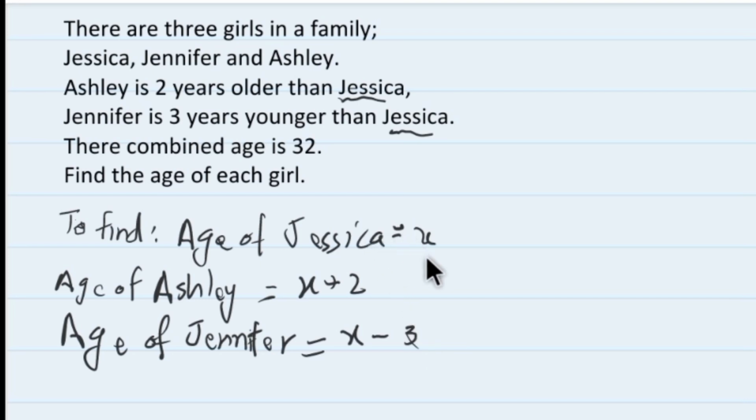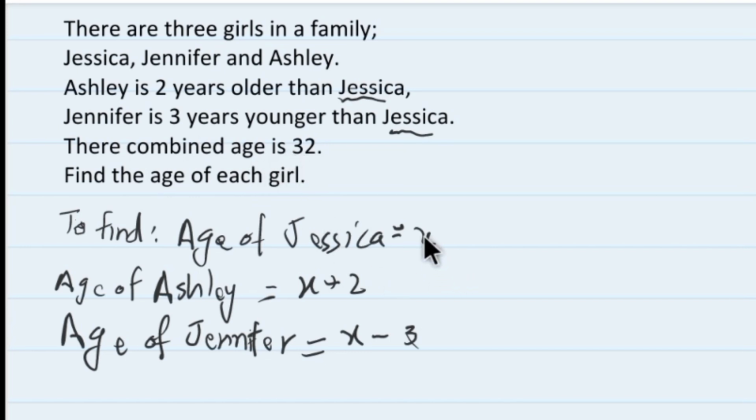So if the age of Jessica is x, then the age of Ashley is x plus 2 and the age of Jennifer is x minus 3. So now we have to write their ages. Now we have to form an equation. To form the equation, what is given? It is given that their combined age is 32.